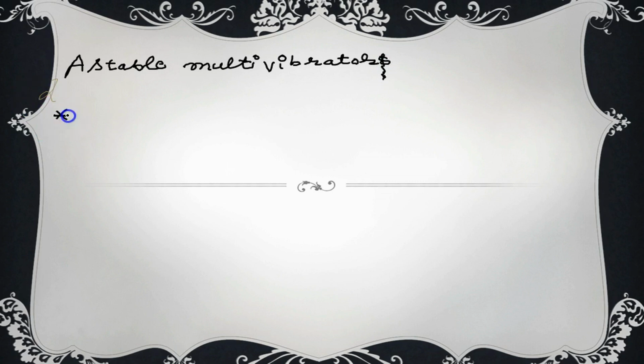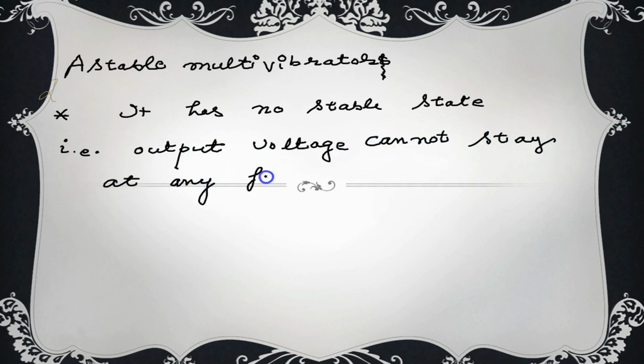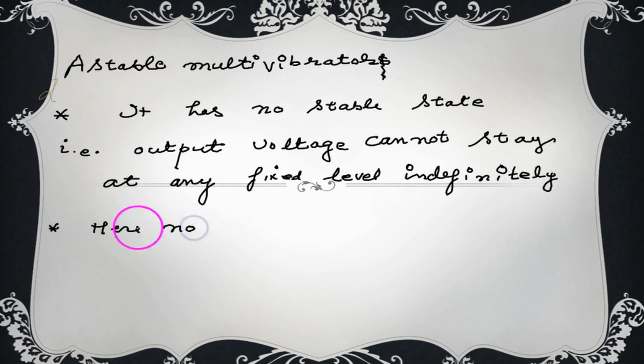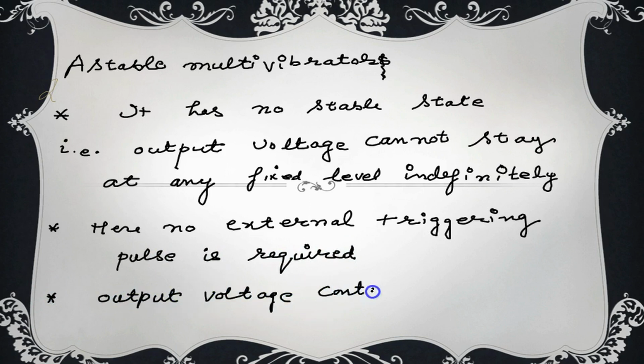Today I will discuss the Astable Multivibrator. Astable means not having any stable state. No state is stable; the output voltage cannot stay at any fixed level indefinitely. Moreover, no external triggering pulse is required. It is a free running multivibrator.